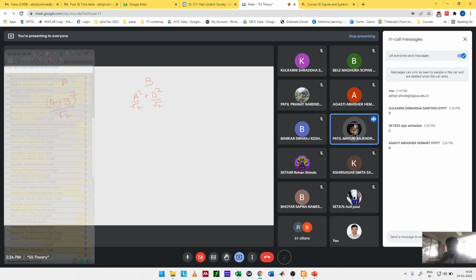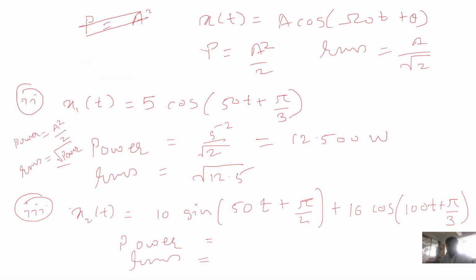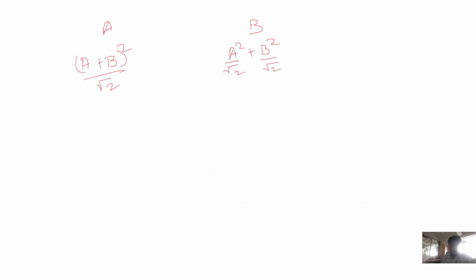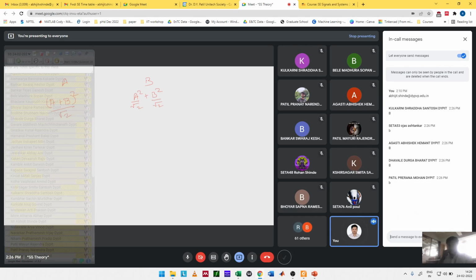Sir, you mean which process will apply to that question? Yes, yes. You are asking which thing we are supposed to implement here. In this case, this is A, and this is B. 16 is B. So which one are you going to use, whether A or B?